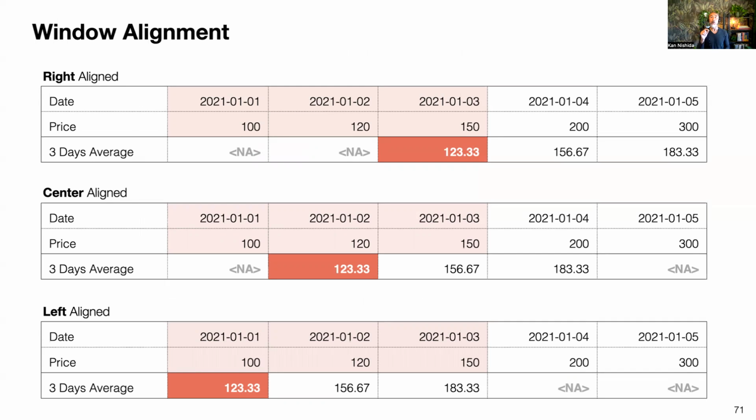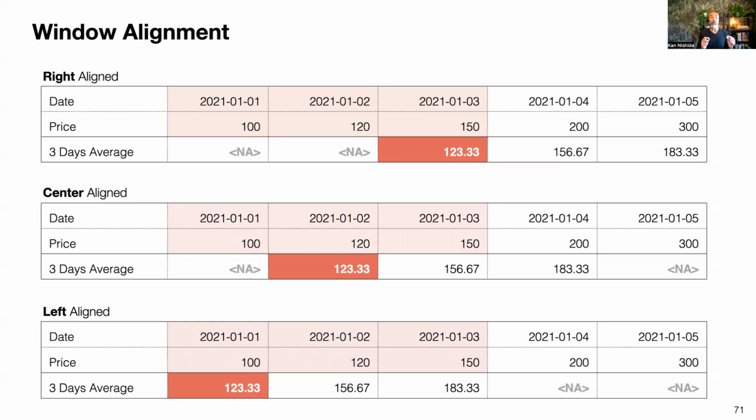Okay, so the one we saw in the previous slide is called right align. Time goes from the left-hand side to the right-hand side, that's the kind of mindset you want to have. If that's the case, the right align is always the right side of the window, in this case the red background, 123. So it's always aligned to the right side of the window. That's where the whole calculation is aligned.